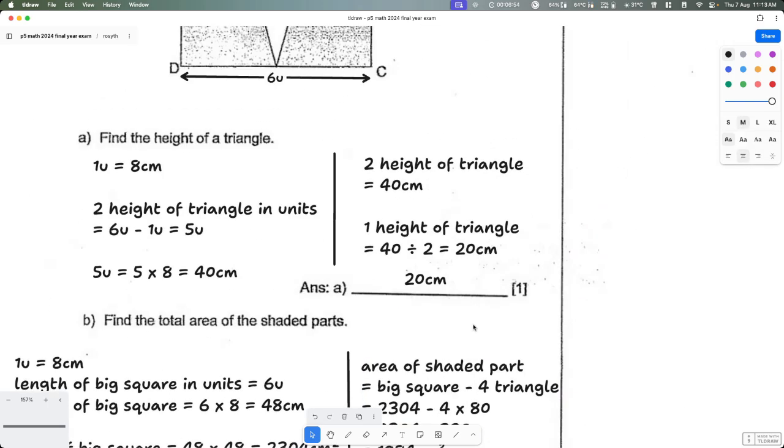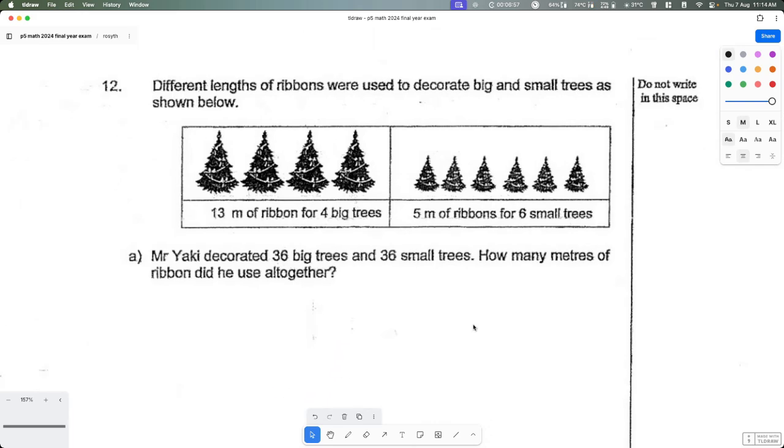All right, let's move on to the next question, question number 12. It says here different lengths of ribbons were used to decorate big and small trees as shown below. Part A, Mr. Yaki decorated 36 big trees and 36 small trees. How many meters of ribbon did he use altogether? So you have 13 meters of ribbon for 4 big trees and 5 meters for 6 small trees.